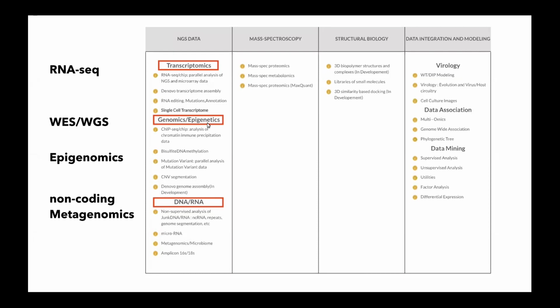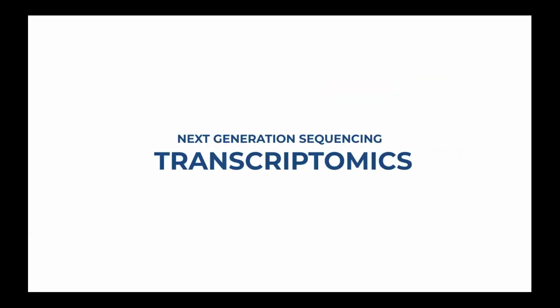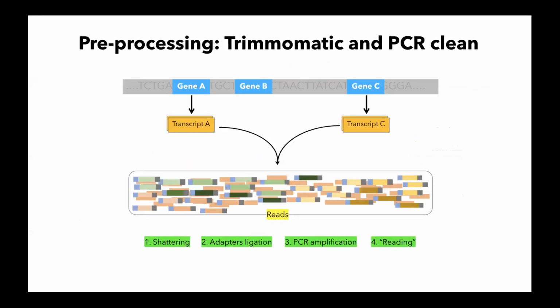And so what we want to look at today are some of those principles that are applied in two types of data, transcriptomics and genomics. So one deals with next-generation sequencing of gene expression. Another one deals with next-generation sequencing of genomic sequence, the genomic variants. So let's first talk about next-generation sequencing, transcriptomics.